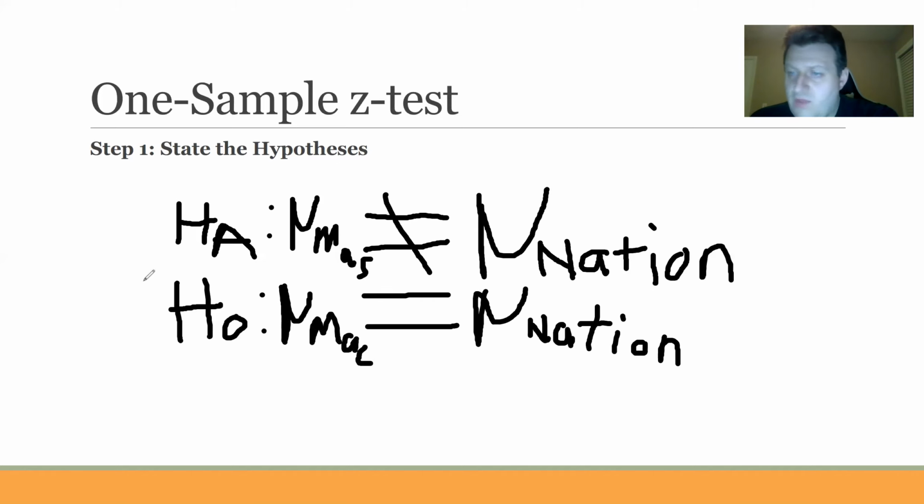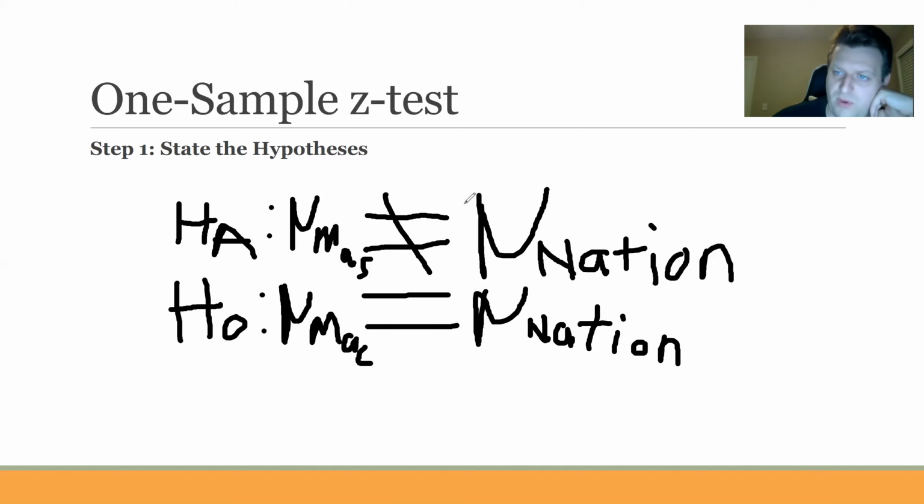The null hypothesis, of course, states that there's no effect, no difference between the population mean of Mac users and the entire nation. The alternative states that there is a difference. There is an effect in some way.